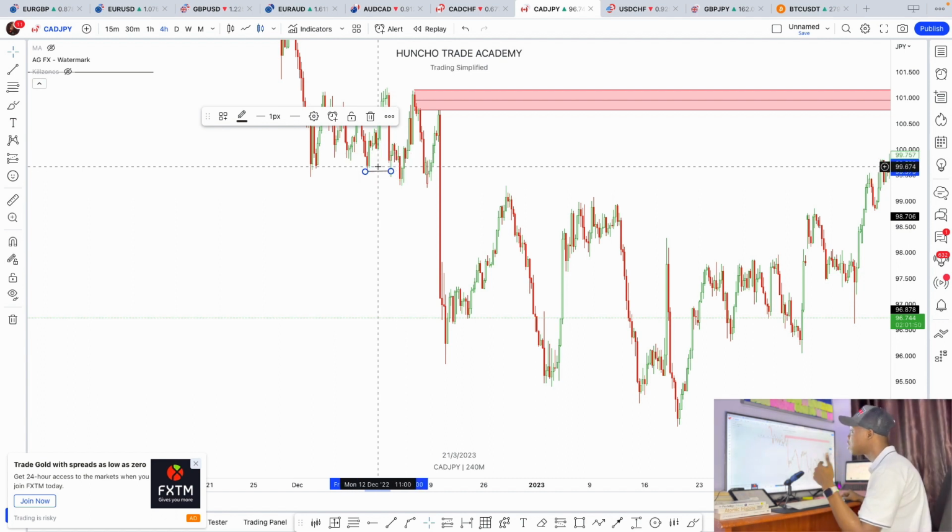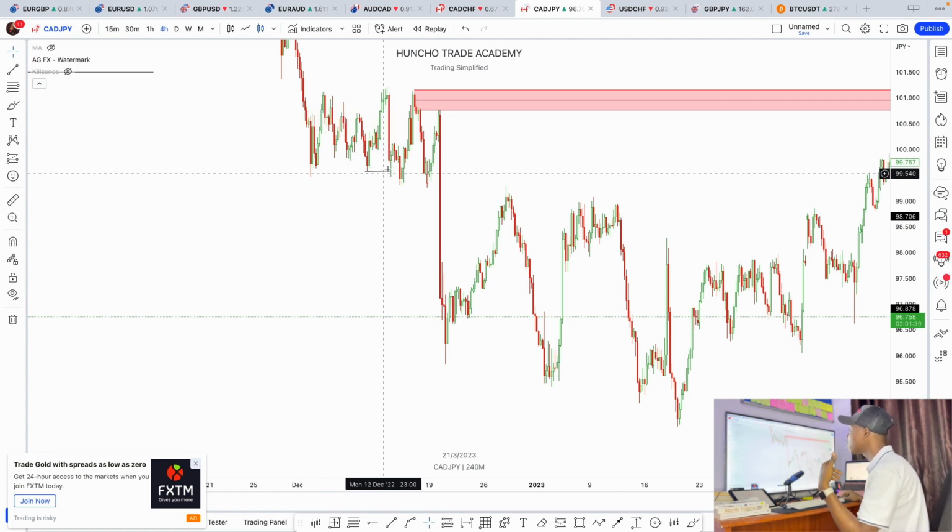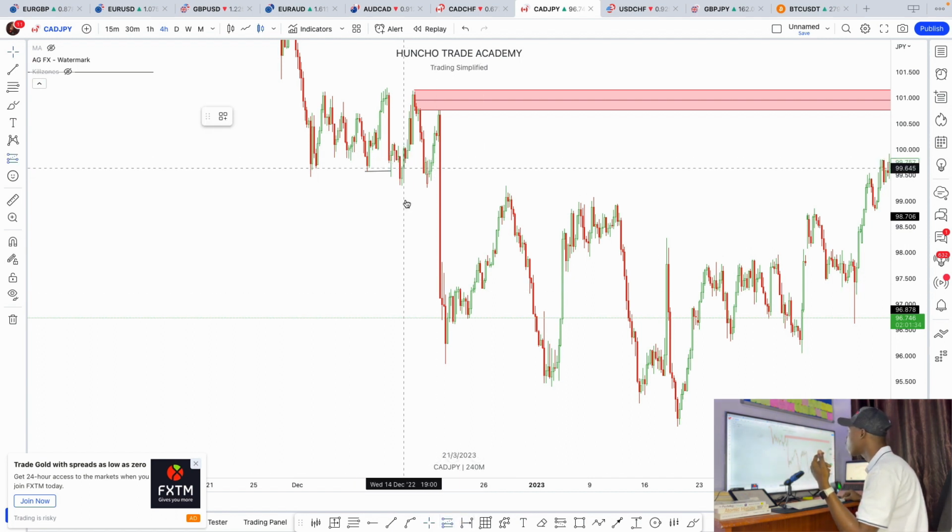This is a demand zone. It is an area of support zone. Your support is your demand, right? So you can see what happened. Price liquidated this demand zone, then pushed to the upside again. You can bank on this kind of trade.